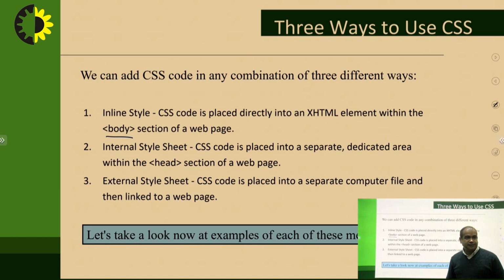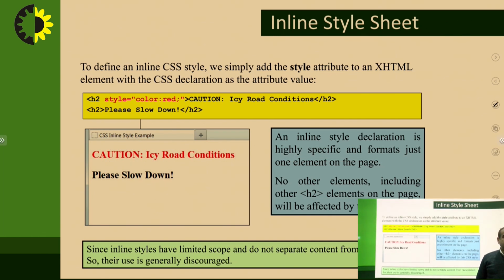Next, external style sheet: CSS code is placed into a separate computer file, and that file is then linked to the web page. That becomes an external style sheet. So let us now look at an example of these methods. First, inline style sheet.